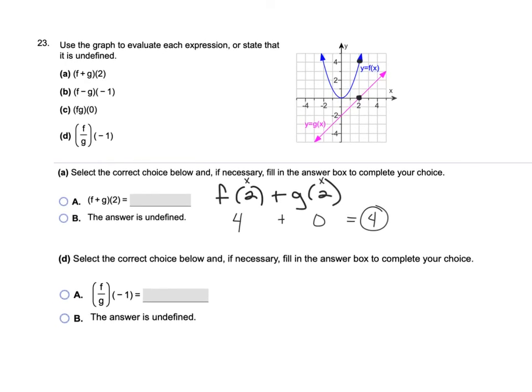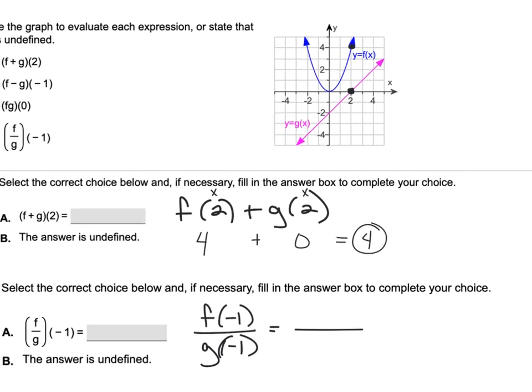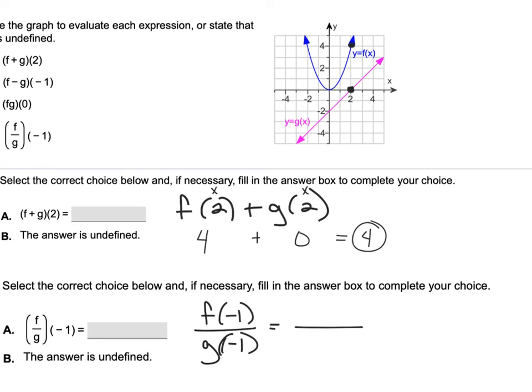Okay, so let's do D. You can do it for all of them. We'll do D. Let's see, this is dividing. So this would be f of negative 1 divided by g of negative 1. Let's just find them separately and we'll divide them. So let's first find f of negative 1. Once again, let me zoom as best as I can and still have everything on the page. Okay, f of negative 1. X is negative 1, right? So here we have negative 1.